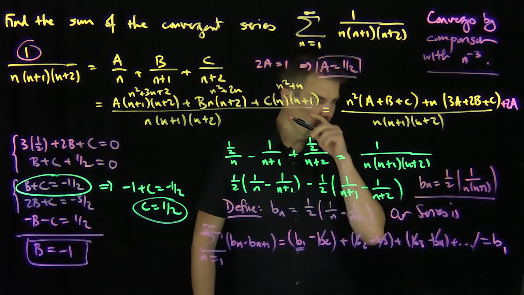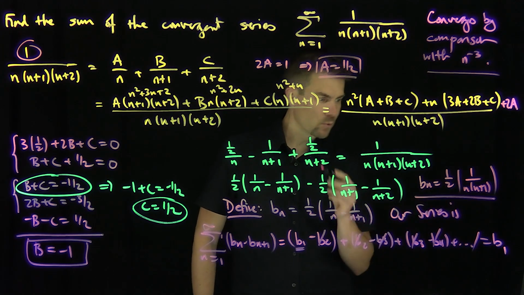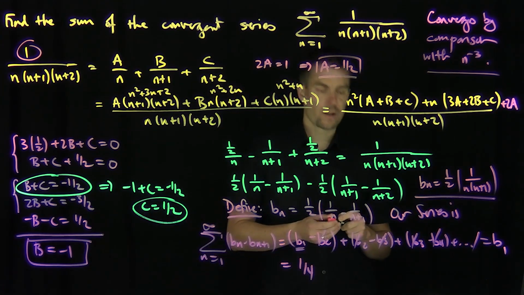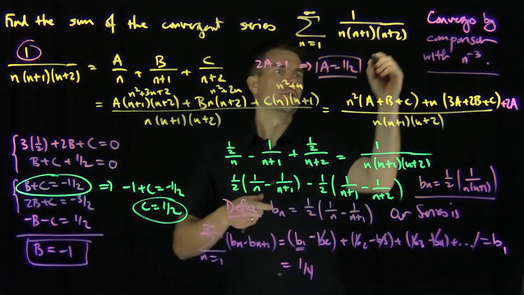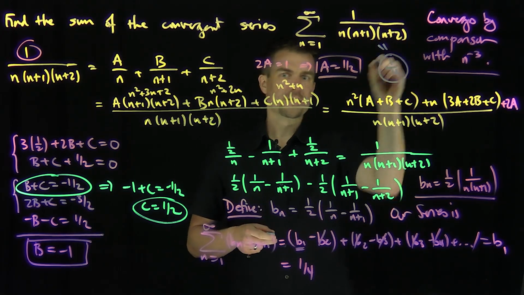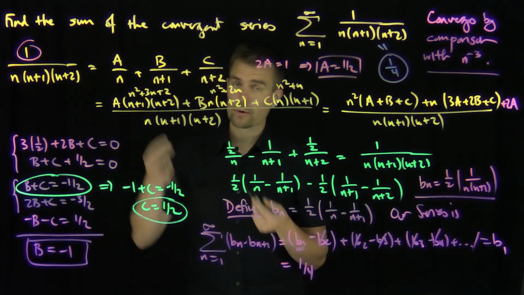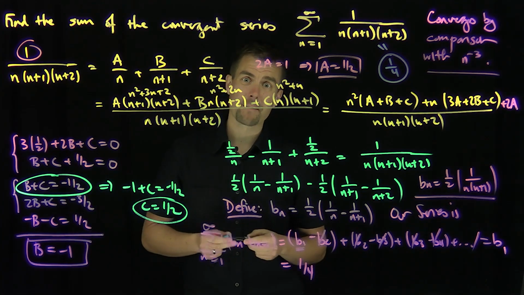And what is b1 going to be? b1 is going to be 1/2 times 1/2. So the series converges to 1/4. Our original series converges to 1/4 by using this telescopic sum trick, which basically involves solving a system of 3 equations and 3 unknowns for a, b, and c in the partial fractions decomposition.